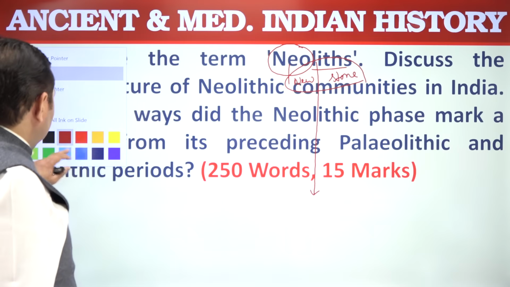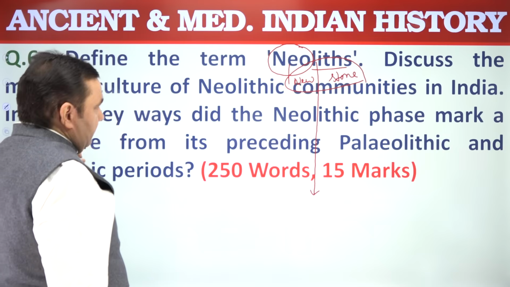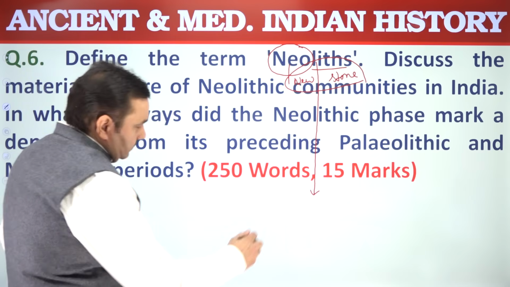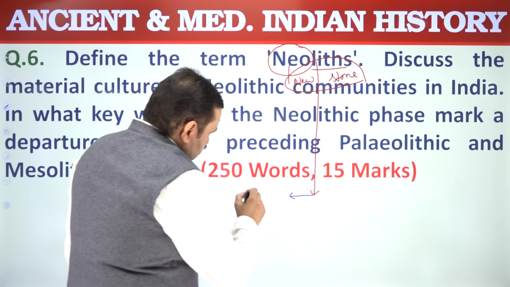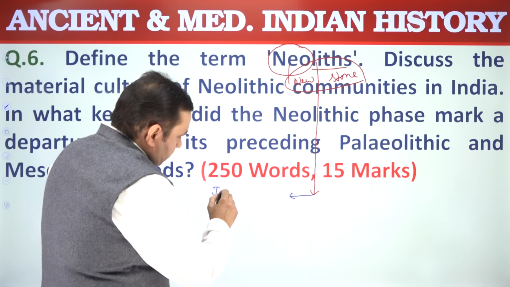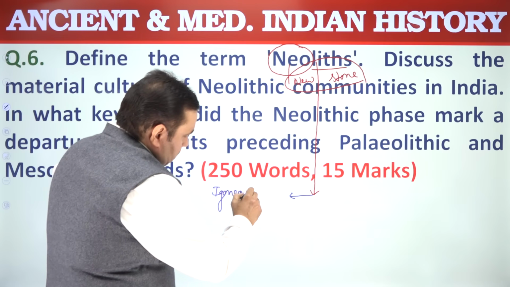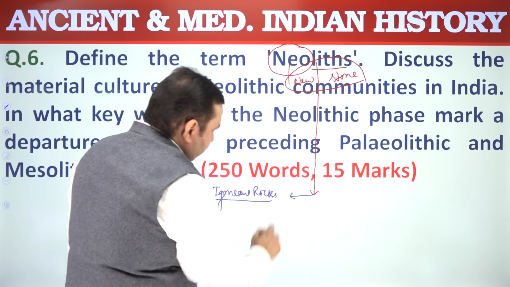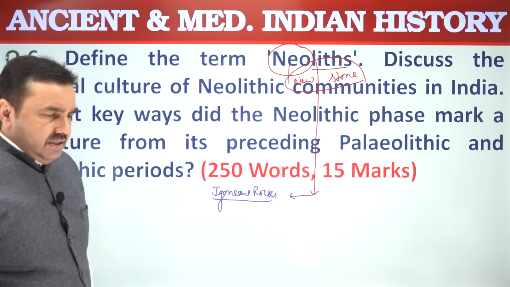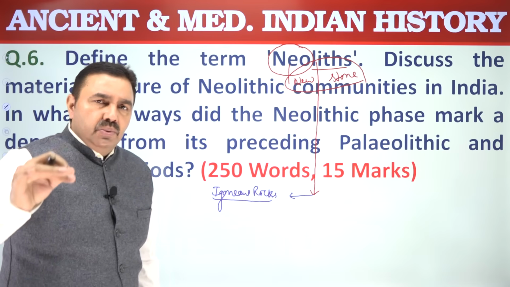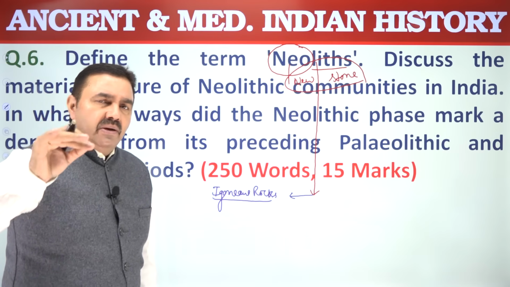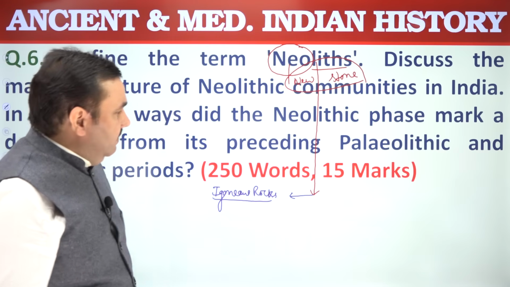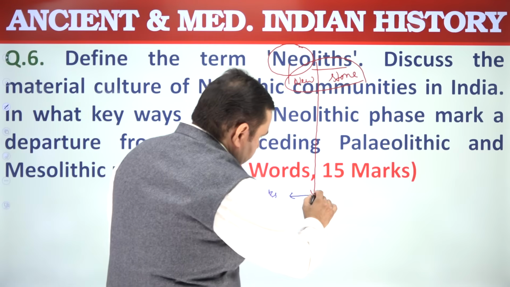What was the material culture? So look at the material culture of this period. Igneous rocks. Use of igneous rocks for making tools was a typical feature of this age. Basalt and dolerite, etc. were used to make tools. That's why the tools of the Neolithic period were stronger than those of the previous period. So you are comparing with the previous period simultaneously.